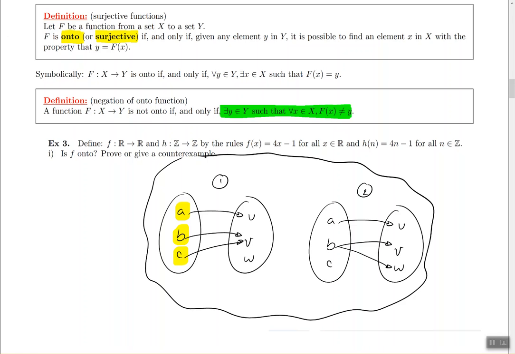Now I look over to the second side. Do all the numbers in the second bubble have an arrow pointing to them? In this case, unfortunately, the W does not have an arrow. So this is not an onto function. So this is not onto in this case.